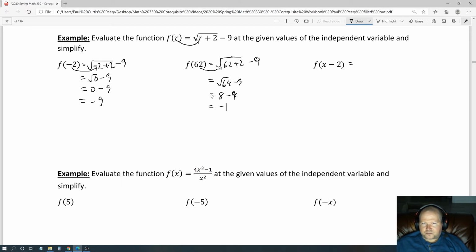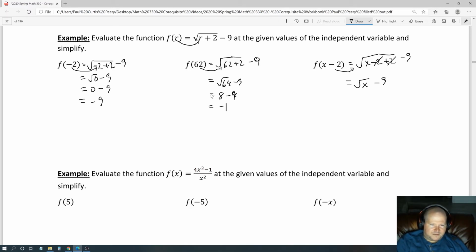All right. On the next one, we are going to plug in x minus 2. So this one's going to look a little bit weird. So it's square root of x minus 2 plus 2 minus 9. And we would say minus 2 plus 2 is 0, or it just goes away. They cancel each other out. And keep the minus 2 on the outside.